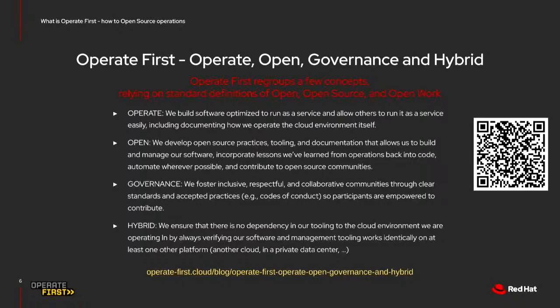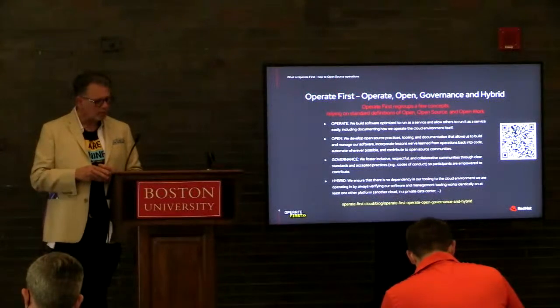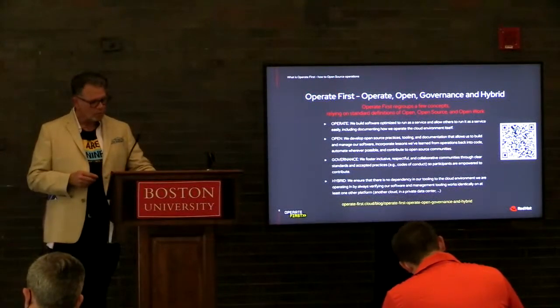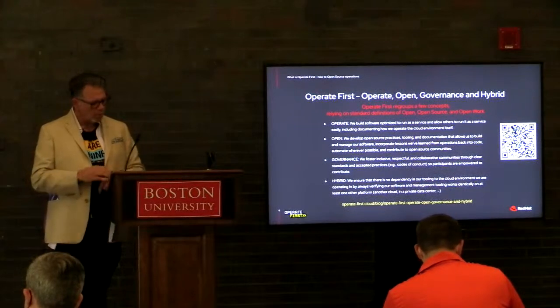So, operate first groups a few concepts, relying on standard definitions of open, open source, and open work. That's what I was saying before about the opens, right? So the keys are operate, open, governance, and hybrid. Those are the 4 principles. Operate: we build software optimized to run as a service and allow others to run it as a service easily, including documenting how we operate it, how we operate the cloud environment itself. Open: we develop open source practices, tooling, and documentation, so actual software, content, and everything, that allows us to build and manage our software, incorporate lessons we've learned from operations back into code, automate wherever possible, and contribute to open source communities.